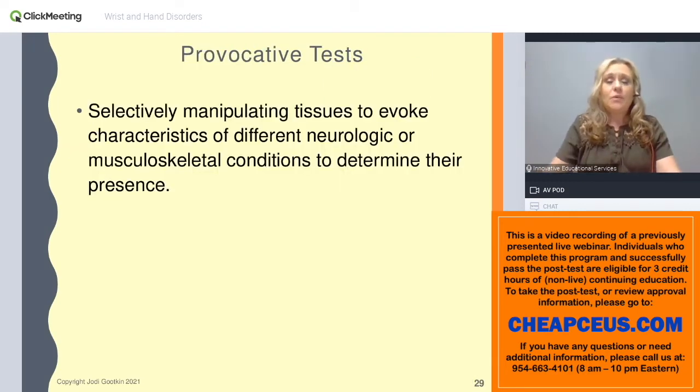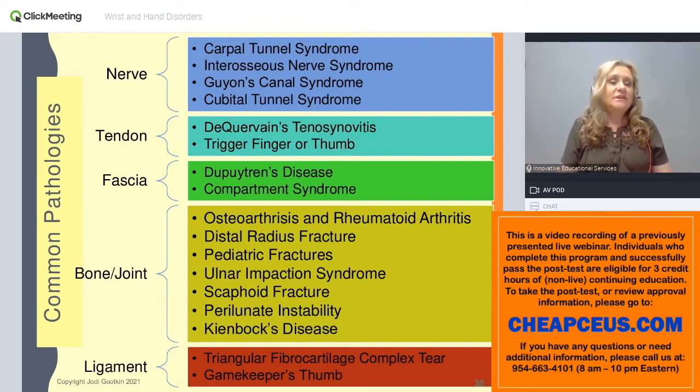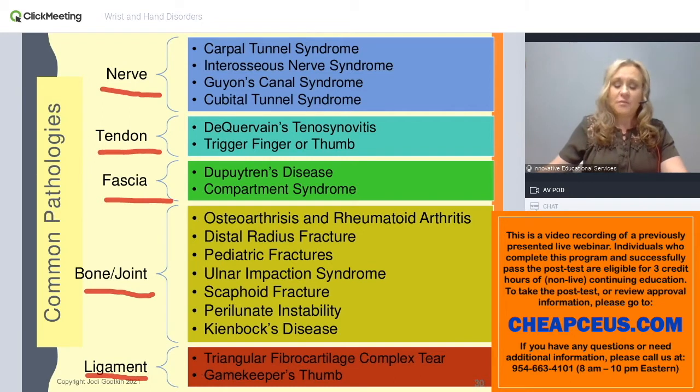In the clinic, what we look at to replicate some of this and give us more information are different provocative tests. We are going to utilize different movements, different forces applied to the joints and the tissues to deliberately try and provoke them to give us confirmation on what pathologies are presenting. We're going to specifically take a look at several different categories of involvement. We'll discuss nerve pathologies, followed by tendon and fascia, move on to our bone and joint pathologies, and finish up with ligamentous involvement.